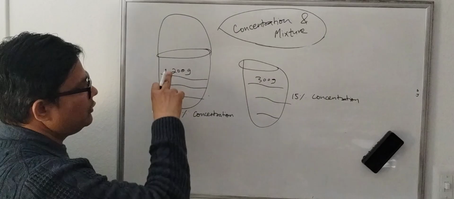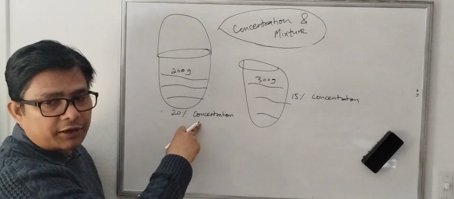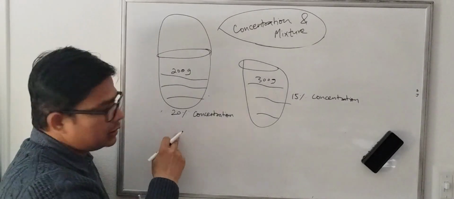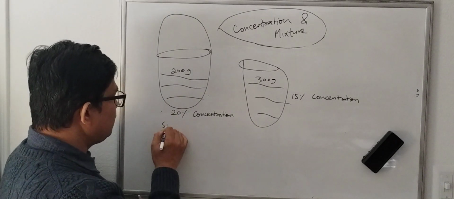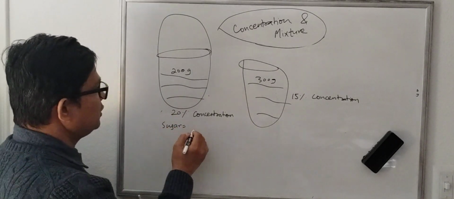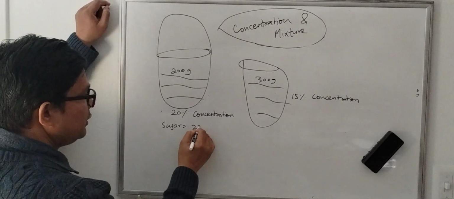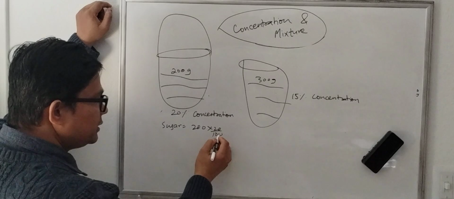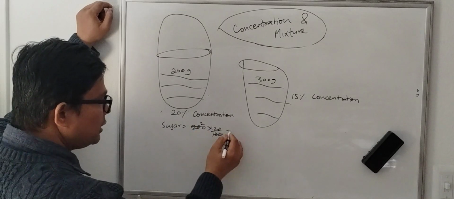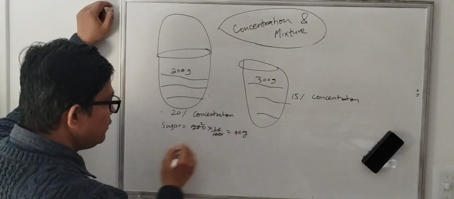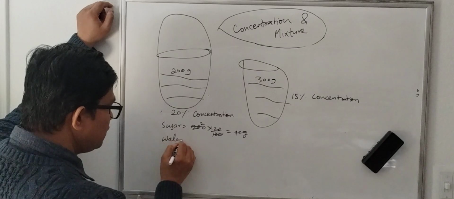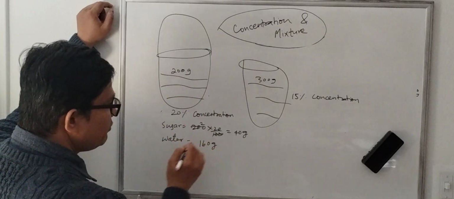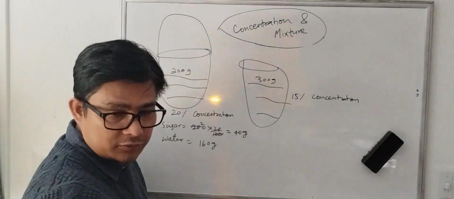So what you have to do, you have to find the amount of solute, in our case sugar, and the amount of solvent, which is water, in glass 1. So sugar will be how much here? 200 gram, 20% concentration, so 20% sugar. That's what concentration means. So I got 40 gram of sugar. If 40 gram of sugar, then water will be the remaining. Water will be 200 minus 40, which is 160 gram.